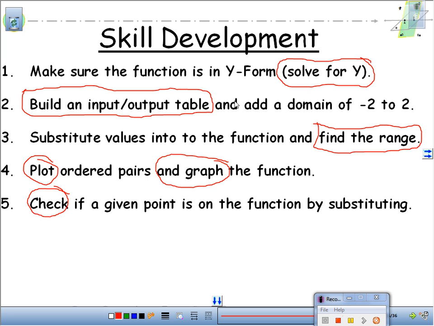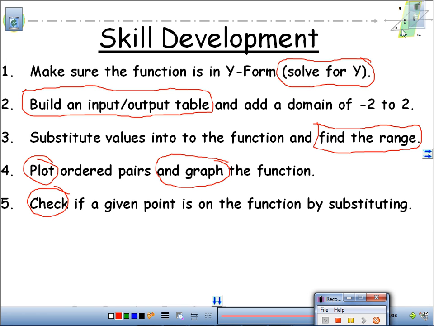Solve for y, build the table, find the range, plot, graph, check. Tell your neighbor the steps, please.